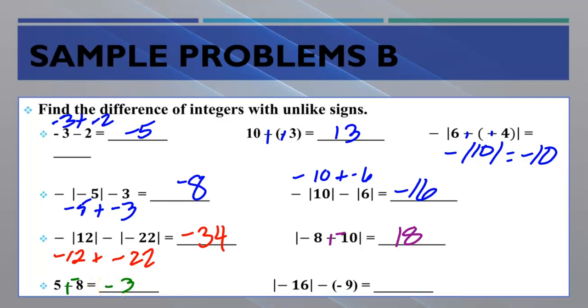This one, the absolute value of negative 16 is 16, plus the opposite of a negative 9 is a positive 9. And so I have 16 plus 9, which is 25. So that's our lesson on subtracting integers.